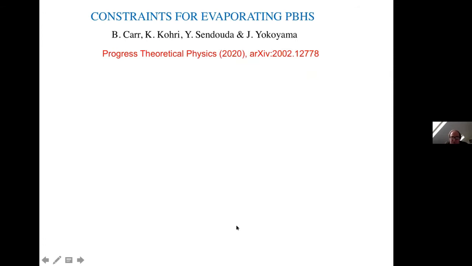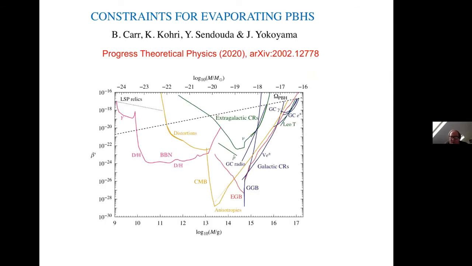So as a result of all this, the constraints are now much more complicated than they were before. This is the review which I'm doing with my Japanese colleagues. It will appear soon. It's on the archives, and this just shows all the constraints for the evaporating black holes put together. And obviously, it's quite complicated, and it's actually rather hard to keep up with the literature.